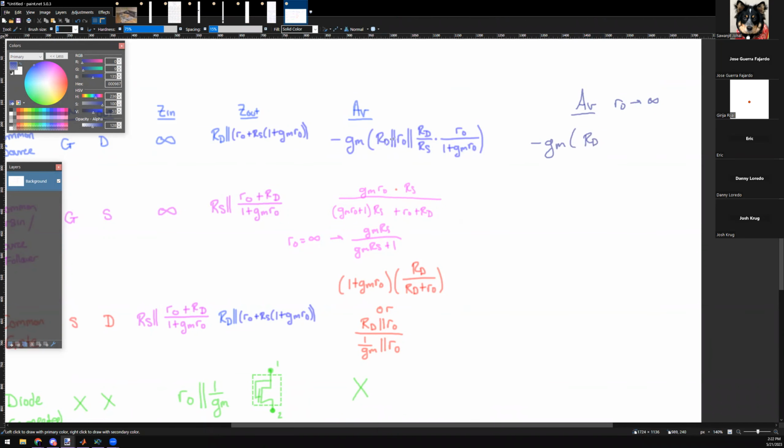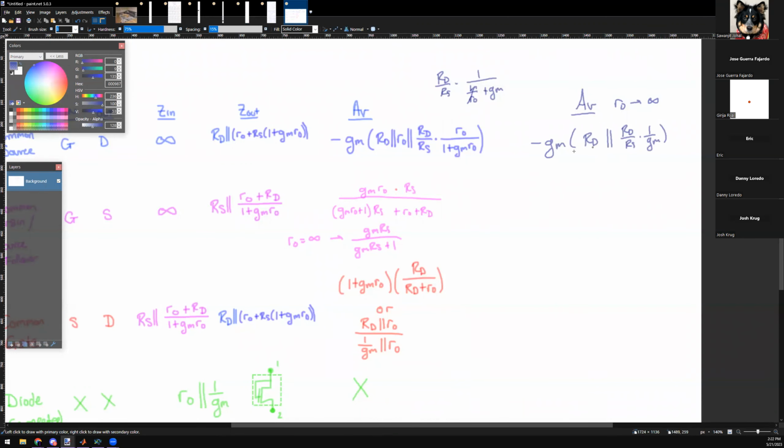It's okay. You want RD? RO goes to infinity. You can't have infinity over infinity, so you have to divide top and bottom by RO. So this guy is going to be RS times, dividing top and bottom by RO, 1 over RO plus GM, over GM. This RO goes to infinity. So here you have RD in parallel with RS plus 1 over GM.